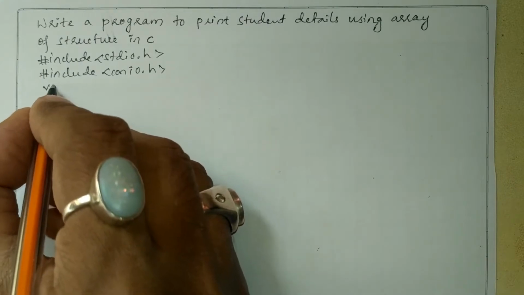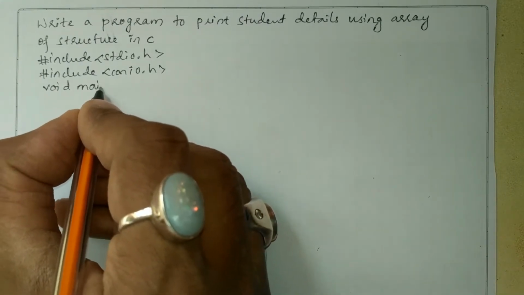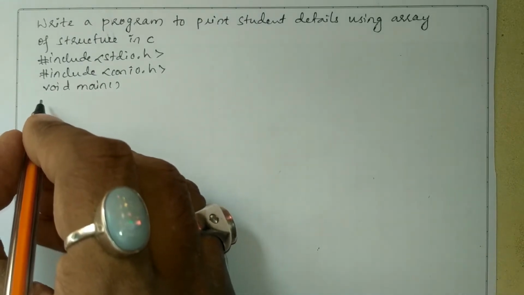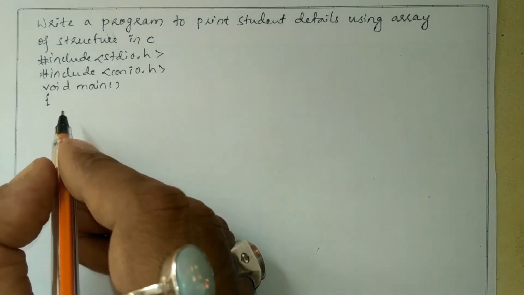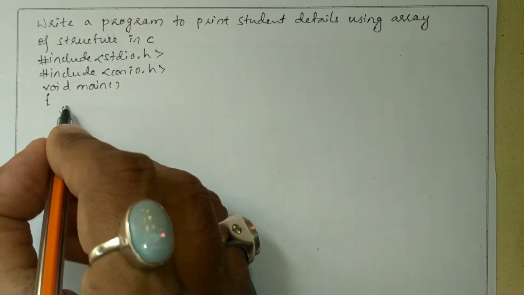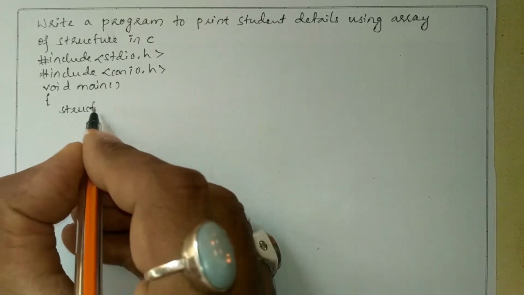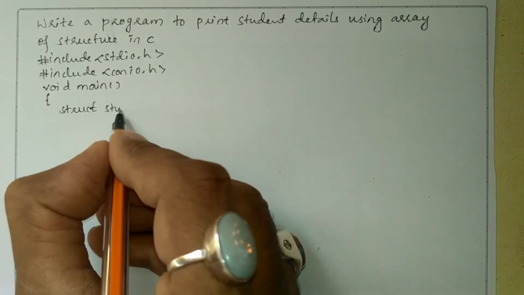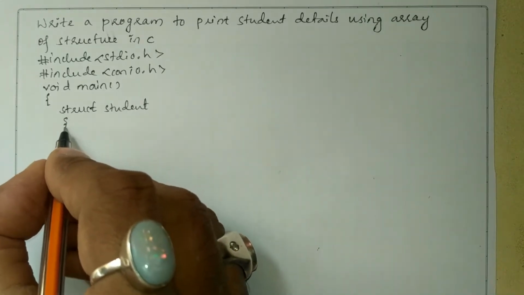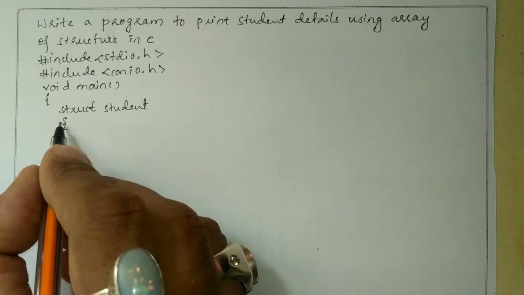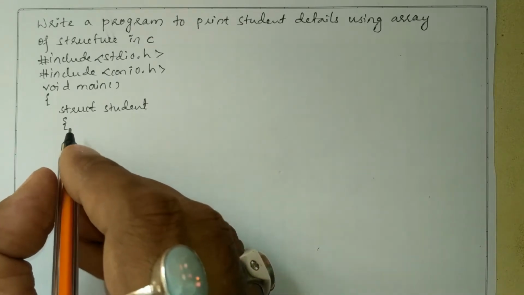Now we are going to write the void main function, and then we'll use a curly open brace. Inside the main function we are going to define a structure with the keyword struct, and the name of this structure definition I'm going to give as student, curly open brace. That indicates this is the beginning of the body of a structure definition.